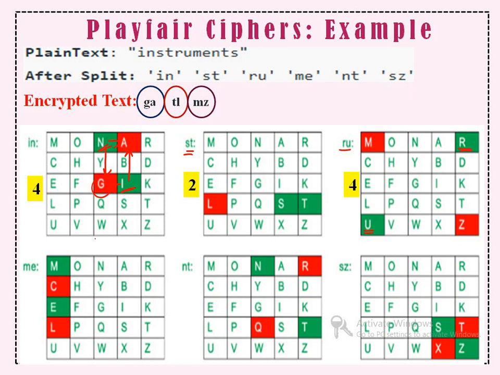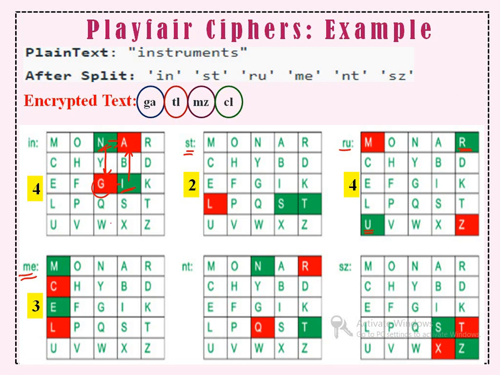ME, the next one. Which rule are we going to apply? Third rule, because they are in the same column. Now ME is the element. So M is replaced by C. That's why you can see C is colored red. And E is replaced by L. So your element should be C and L.